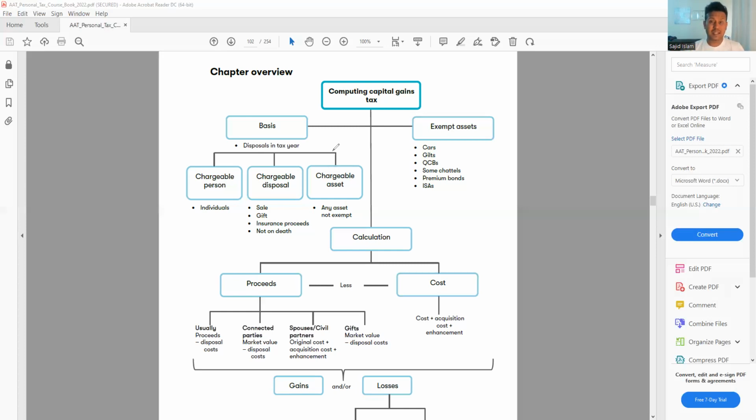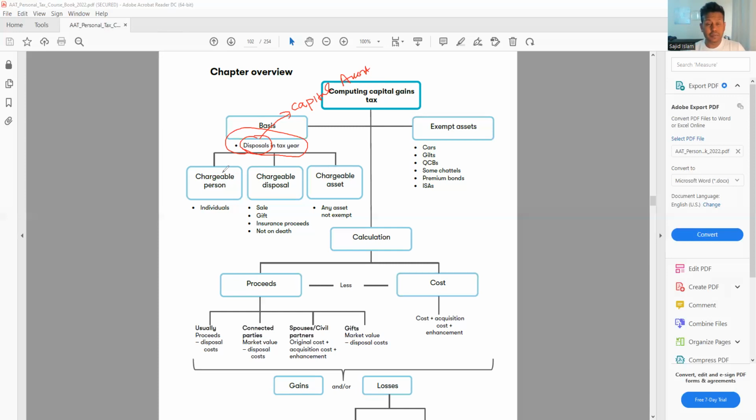This is the basic thing we have to know to calculate the capital gains tax, and also how to do all the calculations. Let's have a look at what we have here. We can see here it's a disposal in the tax year. Disposal means sale. The reason we call it disposal is because we sold the capital asset.